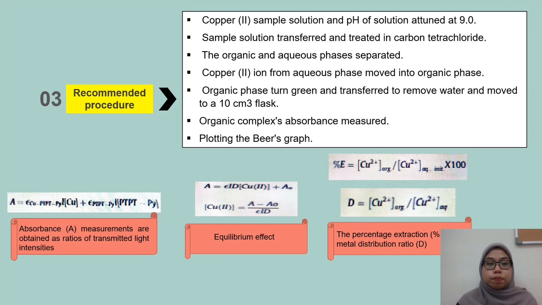The copper ion from the aqueous phase moved into the organic phase with the extractant because it formed a complex with the extractant. The organic phase became green and was transferred to a 25 ml beaker containing 2.0 gram of anhydrous sodium sulfate to remove water, and it was transferred to a 10 cm³ flask. The organic complex absorbance was measured at lambda max 615 nm against a reagent blank. Using the same method, the unknown amount of copper was figured out by plotting the Beer's law graph in a similar way. Below, it shows the three equations for this procedure.